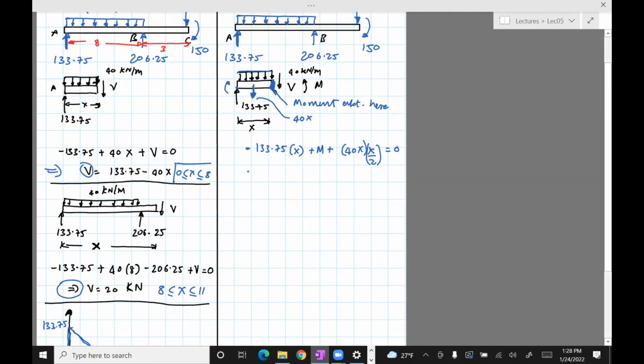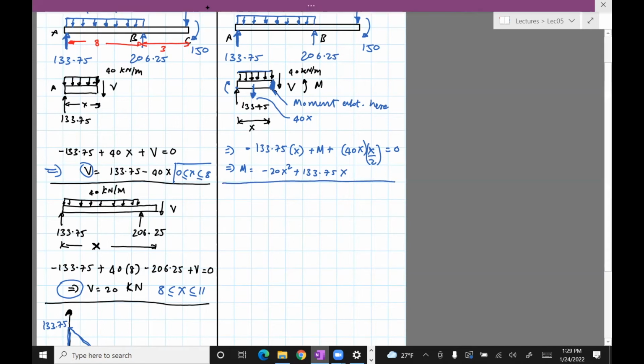Okay, so let's simplify this equation. It comes out to be minus 20x squared, or rather plus 133.75x. So we've so far never looked at a moment equation which looks like a quadratic, but this is a quadratic equation. So it's no longer a straight line. It's going to be a curve. We will come to that when we draw the bending moment diagram. Okay, so that's that for A to B.